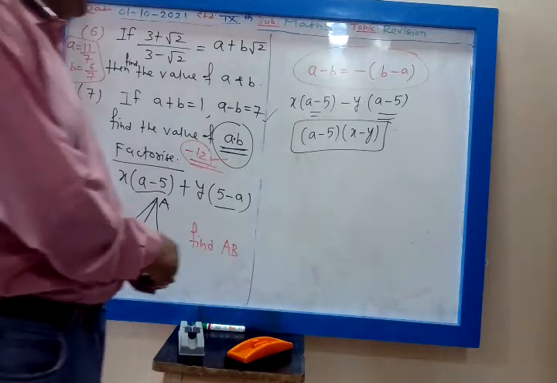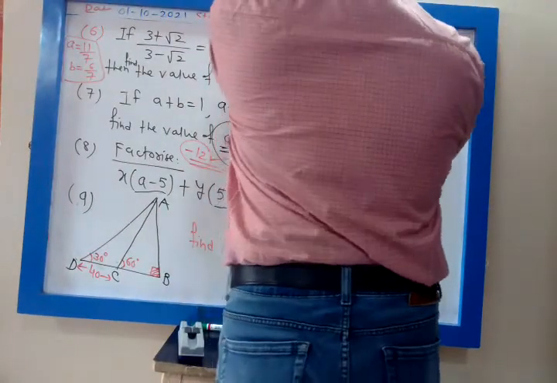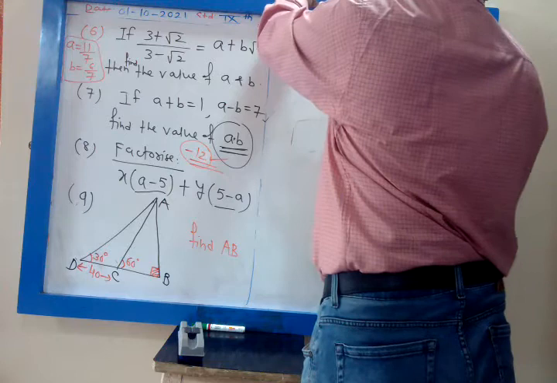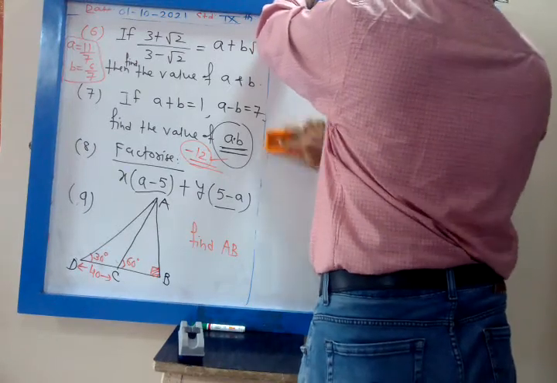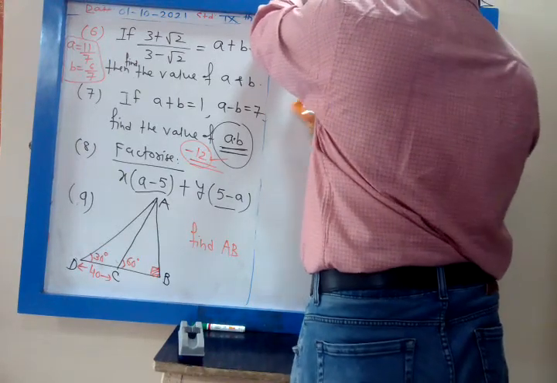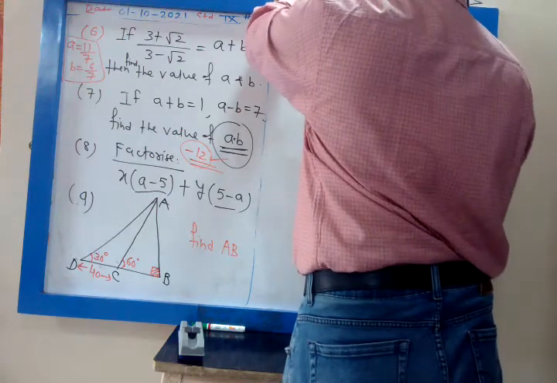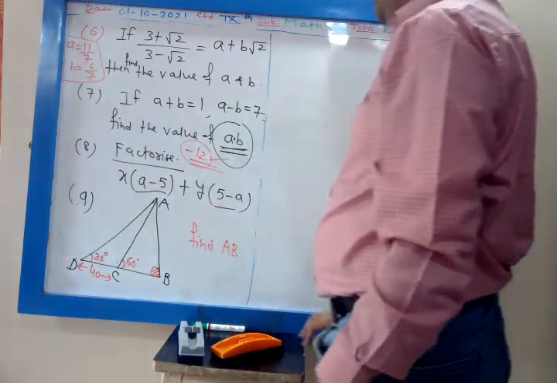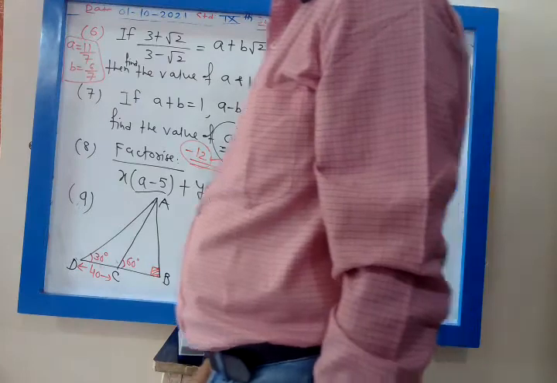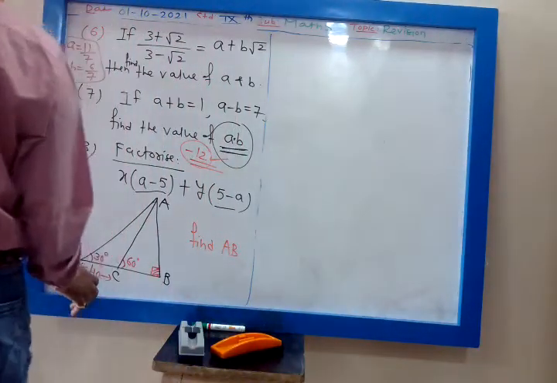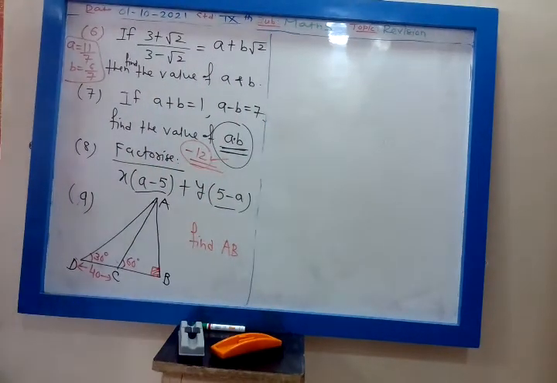Chalo, send me the answer of 9. Maybe how much? 34.64. Unit, we need. Whenever centimeter, meter is not given, you have to write unit. So how have you done? Tell me.